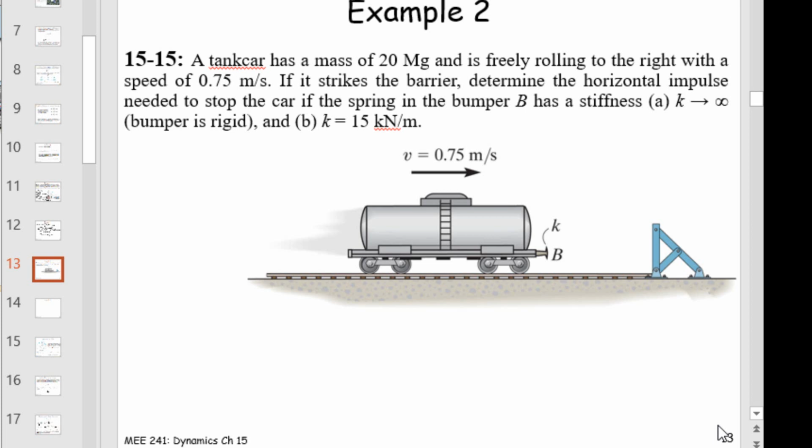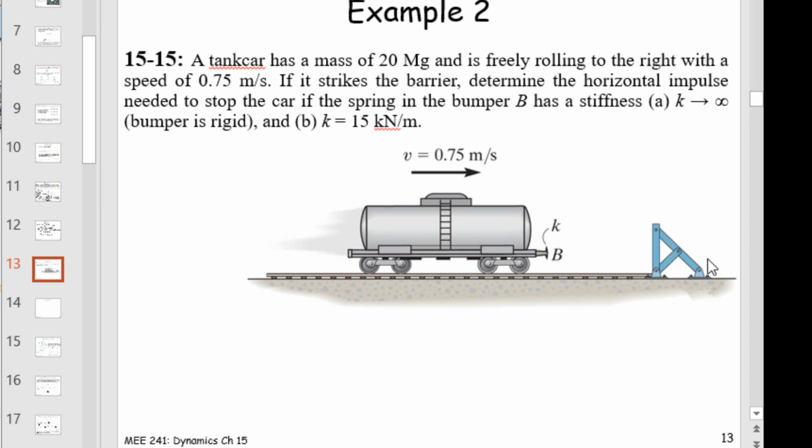Now if I take a look at this example here, I have a tank car that has a mass of 20 megagrams and it's freely rolling. Freely rolling means it doesn't have any frictional force, right? And it doesn't have any other force. In fact, it's free to roll to the right with a speed of 0.75 meters per second. If it strikes this barrier, determine this one here.